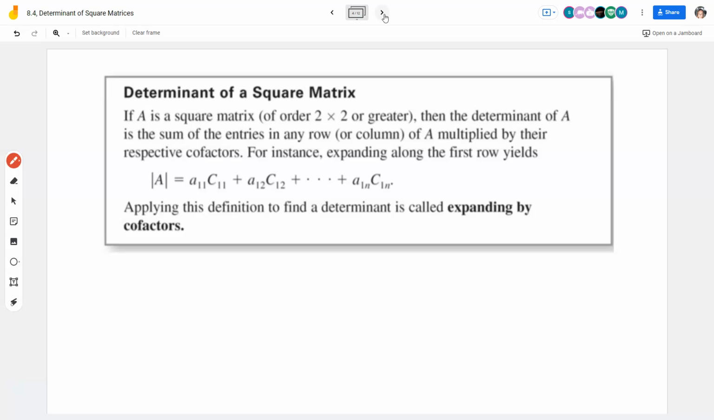It's called expanding by cofactors. How to find a determinant of any square matrix. If you notice, this one doesn't say it has to be a 3x3 or higher. This one says a 2x2 or greater, which would also mean higher, right? And I wonder if it would work for a 1x1, but we'll see once we get the hang of it.